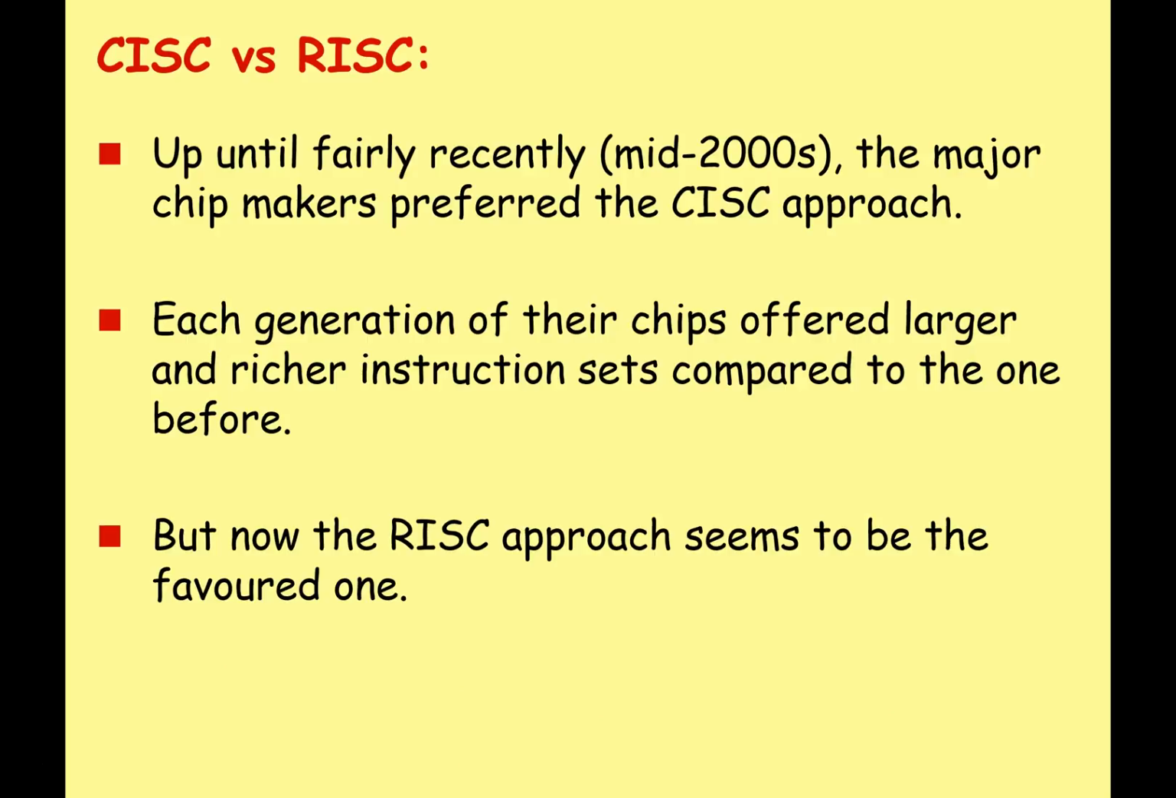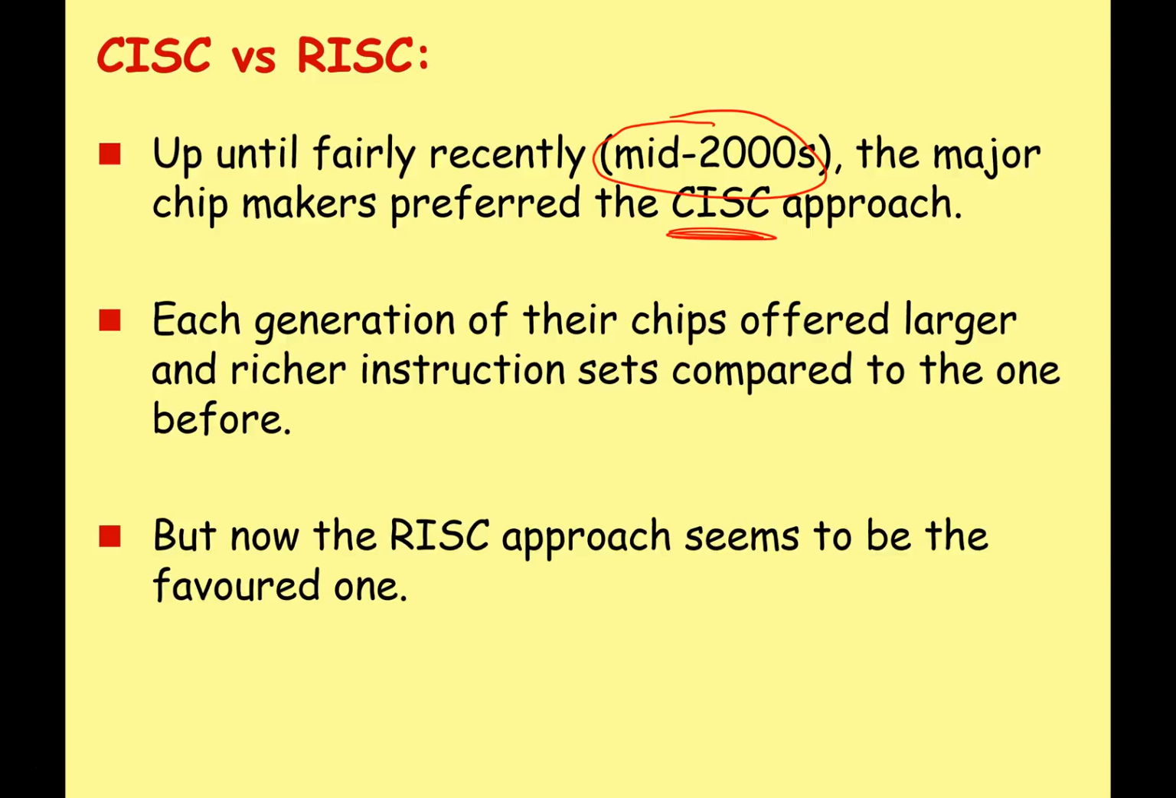Up until fairly recently, and as an older person, that means the mid-2000s, so not like last year or anything, the major chip makers preferred the CISC approach. While there were RISC computers back in the 90s and even in the 80s, the CISC approach was the one that most people followed when designing CPUs. If you know a little bit about technology, you know there was a major shift in how we use technology in the mid-2000s that made RISC processors really popular. If you can't work out what that is, I'll explain it as we go through the lesson.